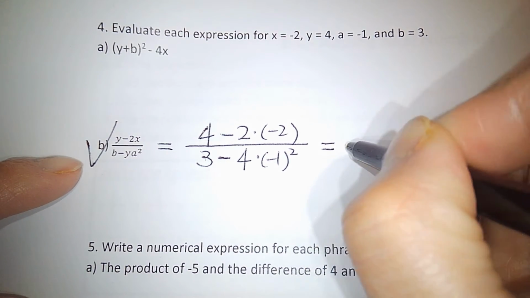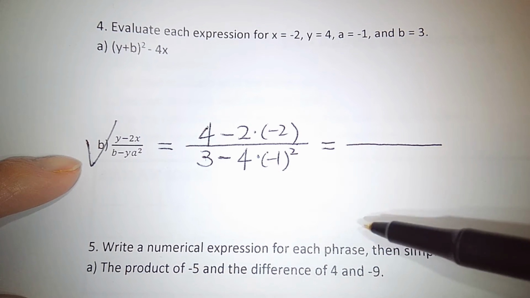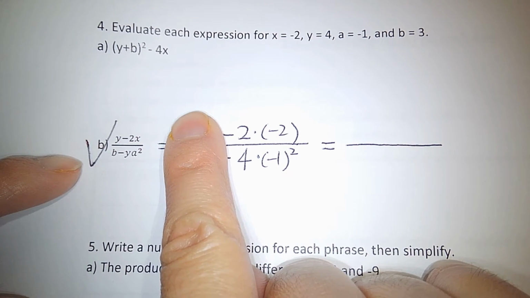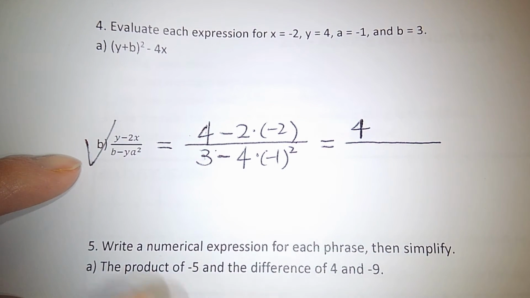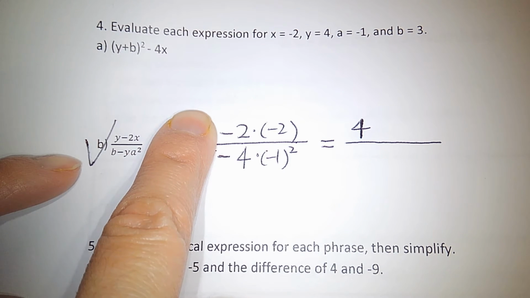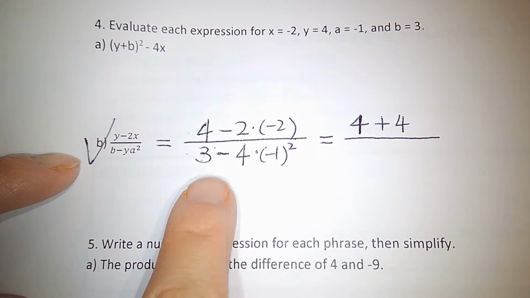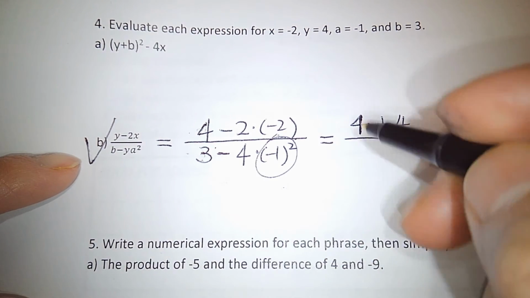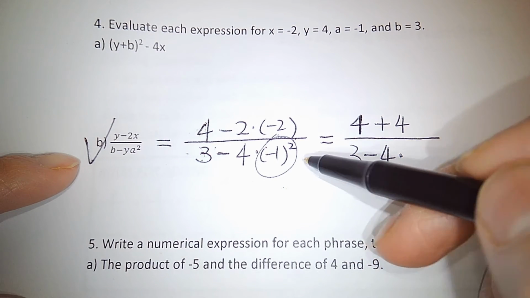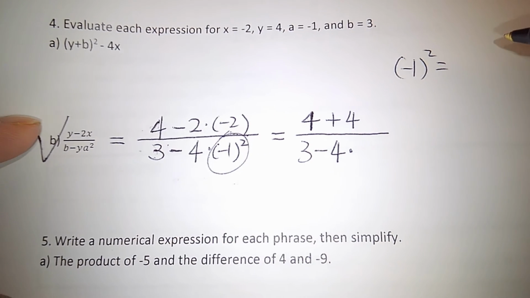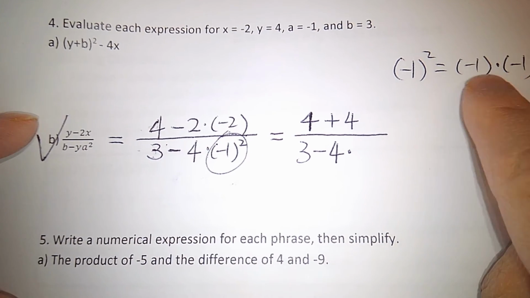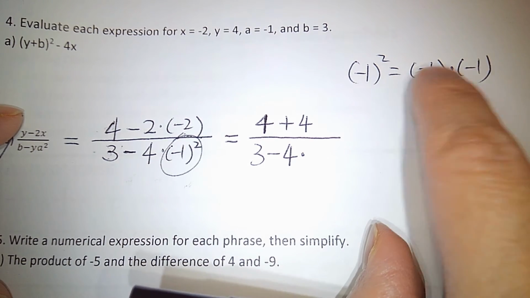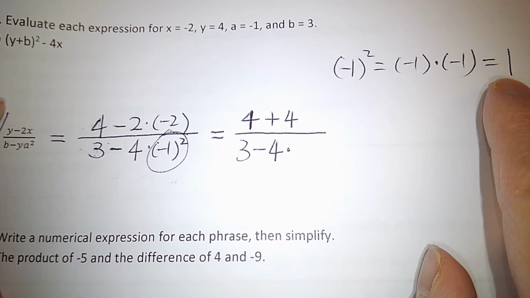Okay, so let's see. Equals 4 minus 2 times by negative 2. Do we do the 4 minus 2 at first, or do we do the multiplication first? Multiplication. So we keep the 4. Negative 2 times by negative 2 give us what? Positive 4. Subtraction, multiplication, exponent. Which operation should we do first? Exponent. So 3 minus 4 times by, what is negative 1 square? Negative 1 square equals positive 1. That's why I need you to understand the idea for exponent. If we have a negative 1 square, that means we multiply negative 1 twice, right? So negative becomes positive, okay?